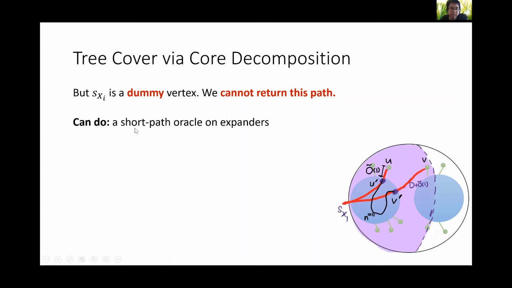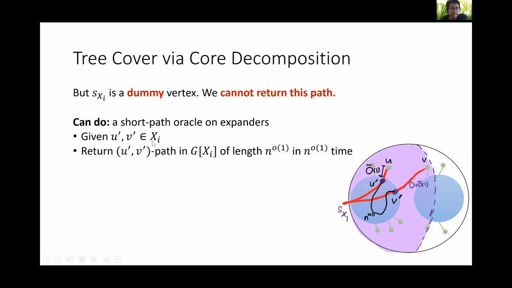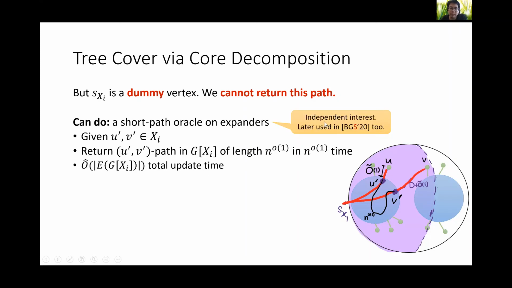We can really implement this short path oracle on expanders. More specifically, given u prime and v prime in the core, and note that this core is actually a decremental graph, right? It shrinks through time. But given any pair of vertices in the core, you can return a path of small length in small time, and the total time to maintain this data structure, this oracle, is negligible, is nonlinear. So this might actually be of independent interest. It's actually later used in other works as well.